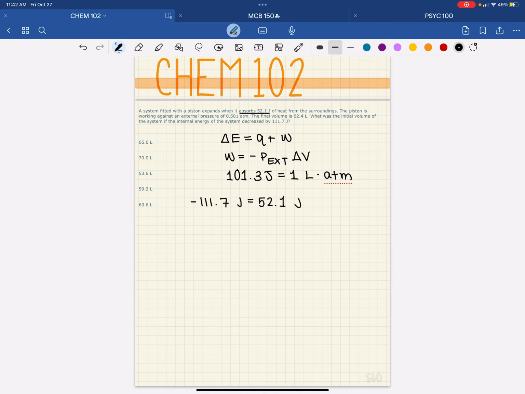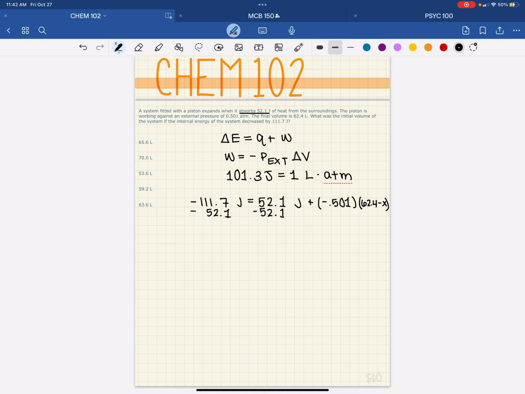Then I also need to use the equation negative P external, so negative 5.501 ATM equals V final, which is 62.4, minus V initial, which we're going to annotate as X. So the first thing I'm going to do is subtract 52.1 from both sides so I can get the joules of work done by itself.